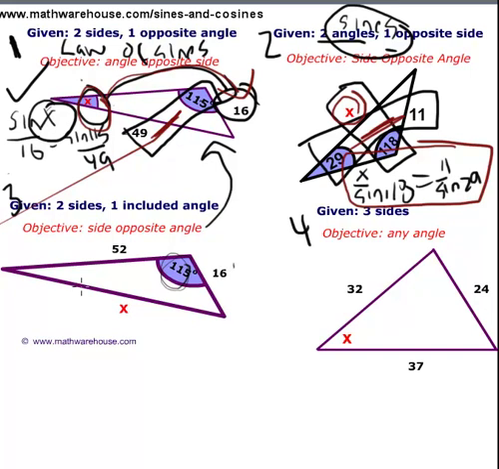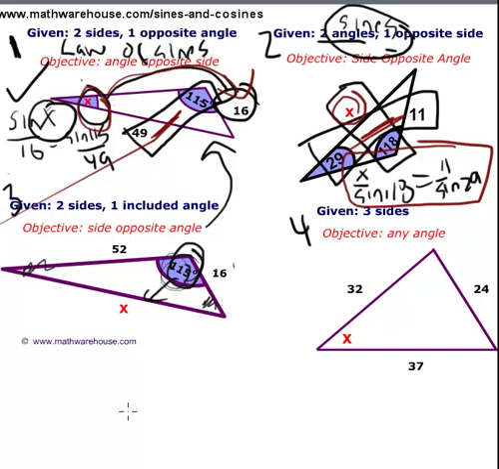Here, we know 16, but we do not know the angle opposite it. We know 52. We do not know the angle opposite it. We're interested in an angle. We know an angle, and we're interested in its opposite side. If you cannot know an opposite side and angle at the problem start, you cannot use the law of sines.